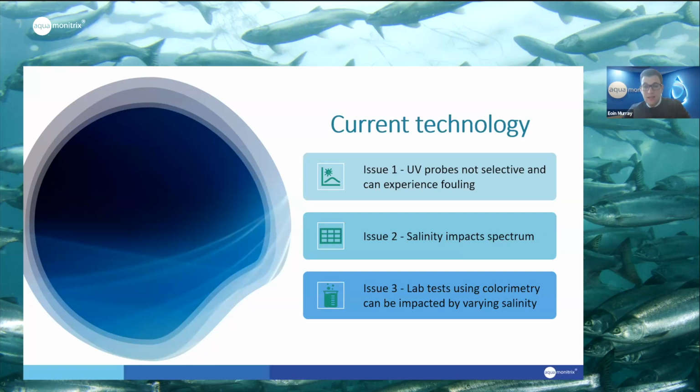And then another key issue is grab and lab analysis. This is quite typical, not just within aquaculture or RAS, but throughout various different industries. I hope we don't have to convince you of the limitations of grab and lab analysis. Really, when considering process control, grab sampling is not sufficient due to the poor temporal and spatial resolution which grab sampling delivers. But also, when analyzing grab samples, colorimetry is often used, and colorimetry can be impacted by varying salinity as well.